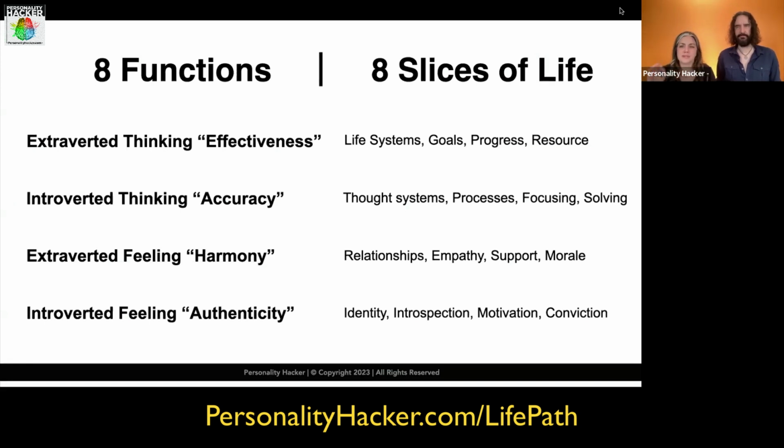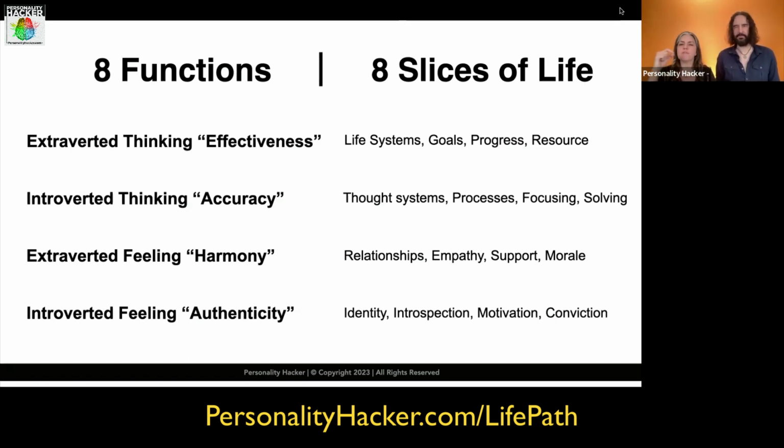Then there's the energy of introverted thinking, or accuracy. This takes thought and brings it inside, right? It's about thought systems. It's not life systems out here, but thought systems in here, and understanding different models. It doesn't focus so much on goals as it does on processes to get to those goals. The goal doesn't matter as much as the process, and how we refine all those processes. And it's not as focused necessarily on progress, so it's willing to do work again if the process is wrong. So it's willing to reevaluate.